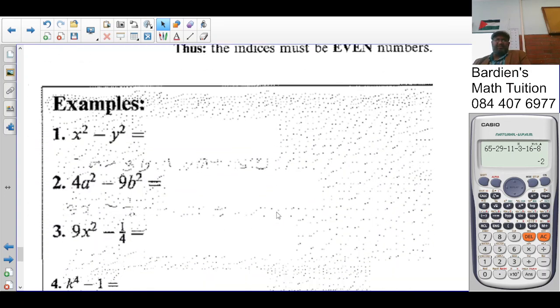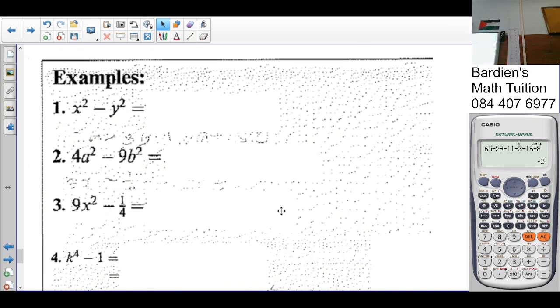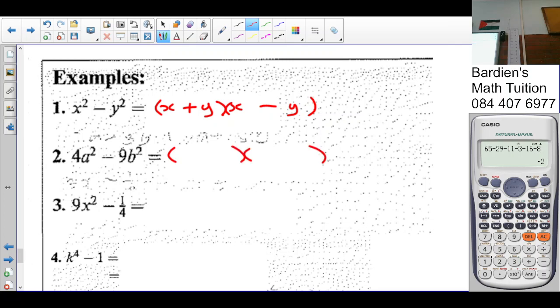Okay. So let's look at the first one quickly. x squared minus y squared. So they give you two brackets, one plus and one minus. What's the square root of x squared? x. Square root of y squared? y. You all agree with that? Yes. Let's look at number 2. What's the square root of 4a squared? 2a. Square root of 9b squared? 3b. So it's going to be 2a, 3b in one plus and one minus bracket.